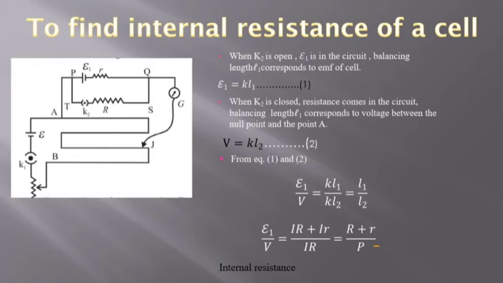When the key K1 is closed and K2 is open, the circuit consists of the cell E1, the cell E and the potentiometer wire. The null point is obtained. Consider L1 is the length of the potentiometer wire between the null point and the point A. So the length corresponds to EMF E1 equal to KL1, where K is the potential gradient.